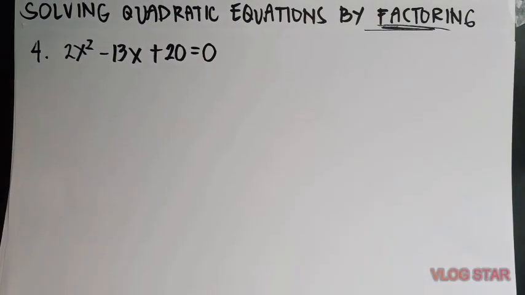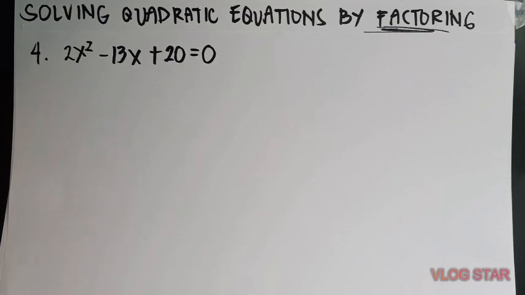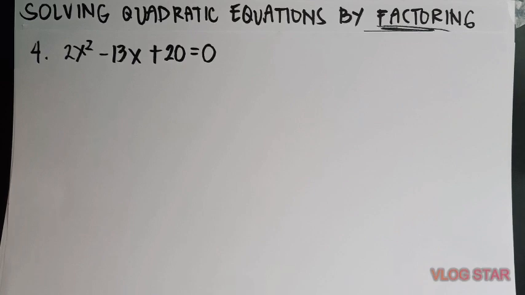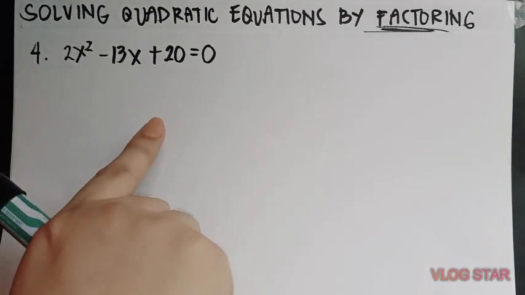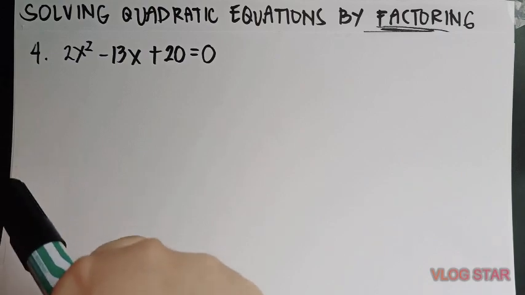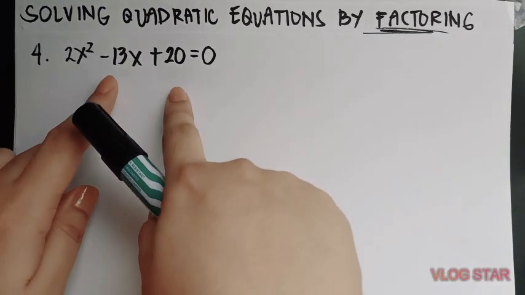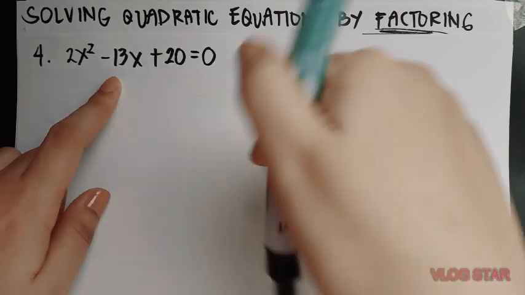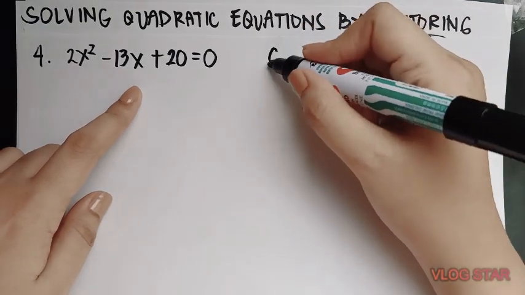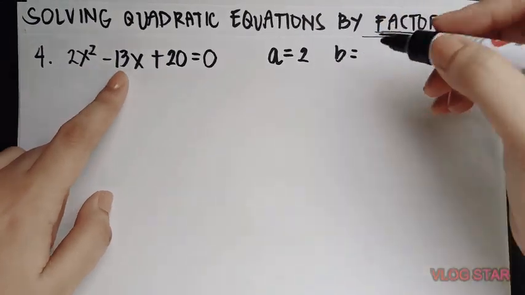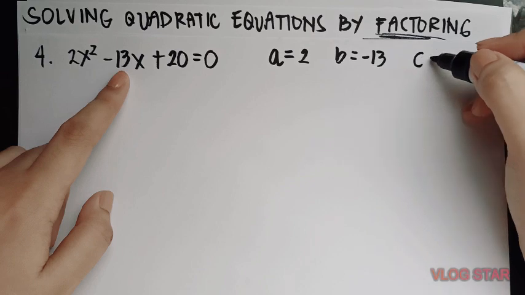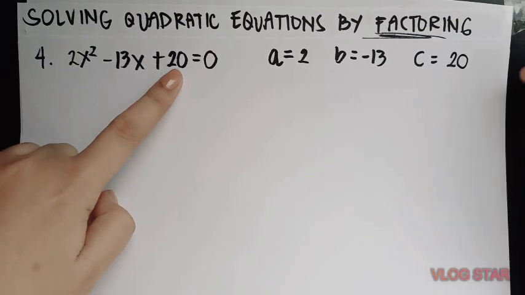Okay, so I will be teaching you a shorter way on how to solve for the solutions of this equation. So we just need to follow some steps, okay? First, again, we have to check if the equation is written in standard form, and if not, we have to write it in that form. But since this equation is already written in standard form, let's now identify a, b, and c. So a is 2, b is negative 13, and c is 20.